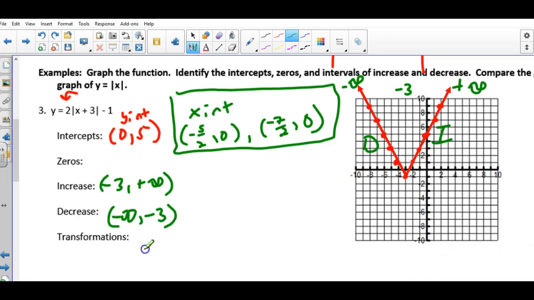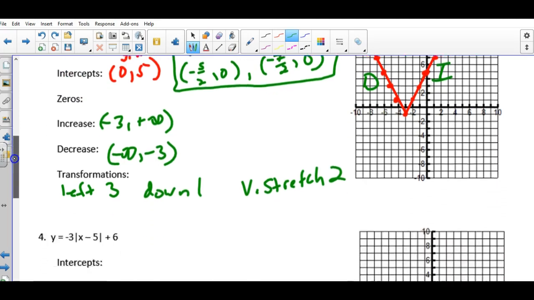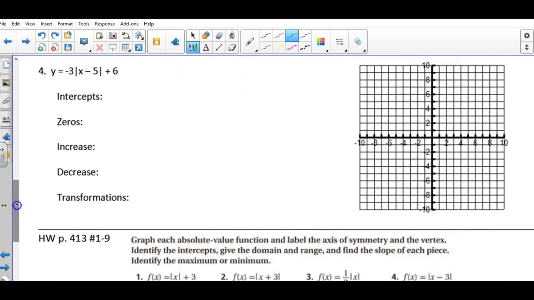And then lastly, transformations. This will be a left 2. I'm sorry, left 3. Sorry about that, guys, I was looking at that. So left 3, down 1, and vertical stretch by 2.